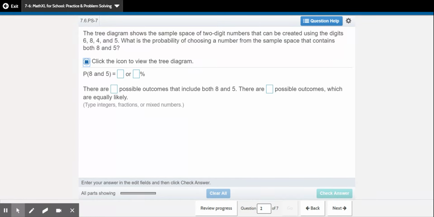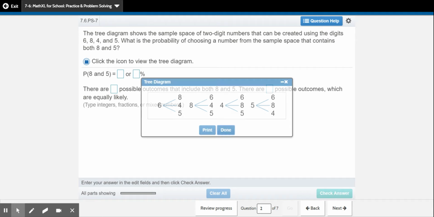The tree diagram shows the sample space of two-digit numbers that can be created using the digits 6, 8, 4, and 5. What is the probability of choosing a number from the sample space that contains both 8 and 5? Be careful, because some of these questions say both, and some of them say an 8 or a 5. This is both, so let's look at our tree diagram.